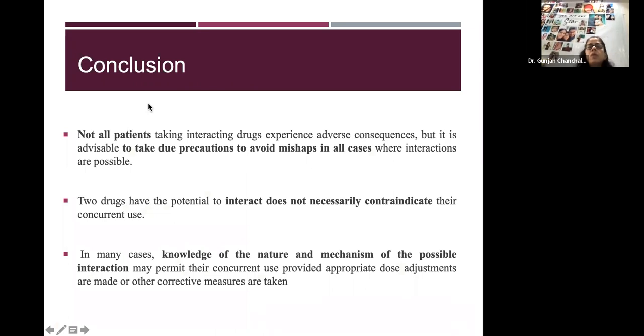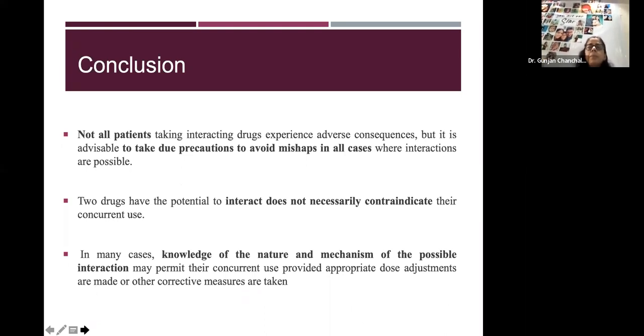So to conclude my talk, not all patients taking interacting drugs will experience adverse consequences, and not all drugs which interact with each other will cause toxicity in these patients. But we should remember that two drugs will always have a potential to interact with each other, though that may not always contraindicate their concurrent use. We just have to time them so that they do not interact and cause complications, or we need to adjust their doses accordingly.